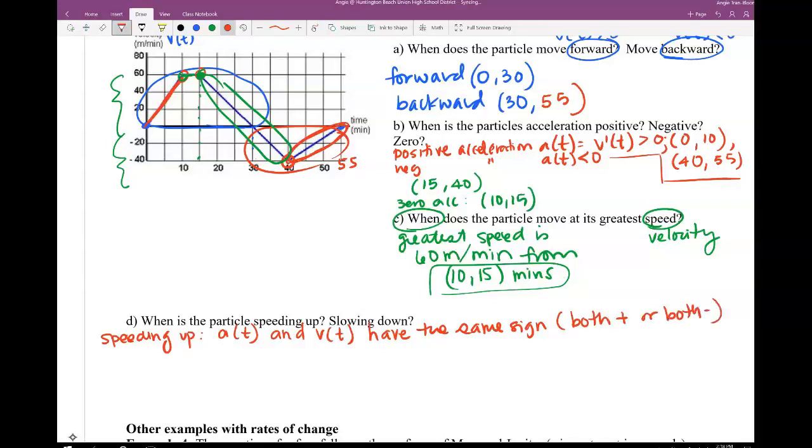Slowing down means a of t and v of t have opposite signs, okay? All right, so one's positive, one's negative, vice versa. So let's talk about when it is slowing. Well, I wrote speeding up first. I guess let's do speeding up first, okay? Speeding up.